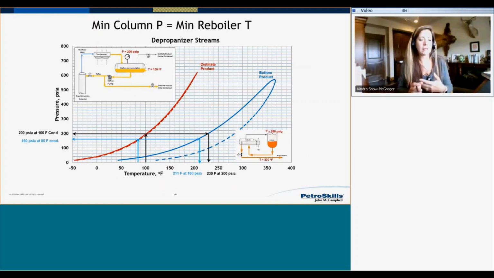And so if I look at, again, the summertime versus wintertime operation, you can see that my column pressure goes down as I can decrease my condensing temperature. So I can go from 200 psia down to 160 psia if I'm condensing at 85 Fahrenheit rather than 100. But then also you see the benefit in the reboiler down here, where now I only need to meet a 211 Fahrenheit bottoms temperature here to meet my same product composition.